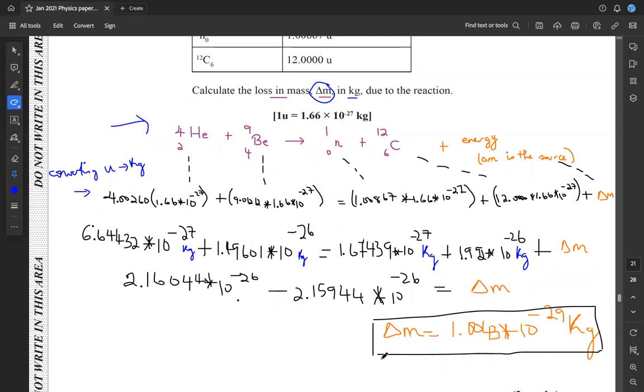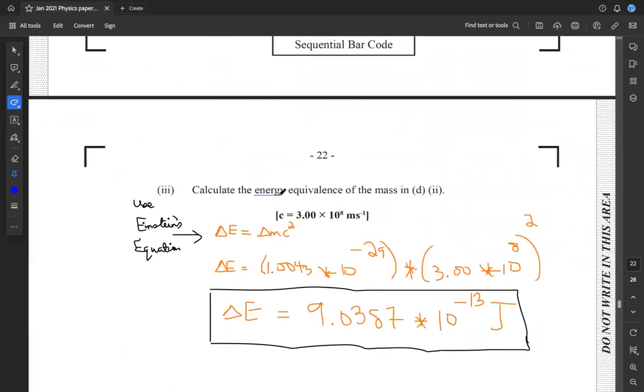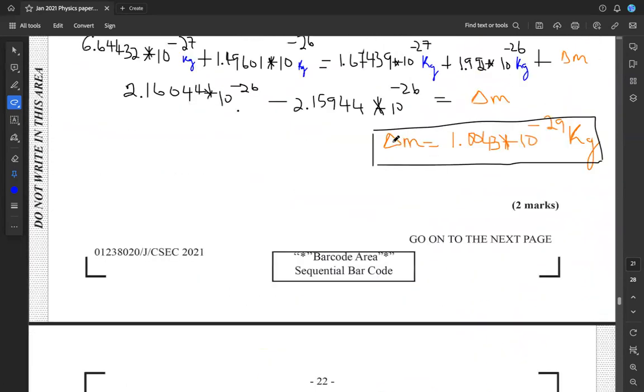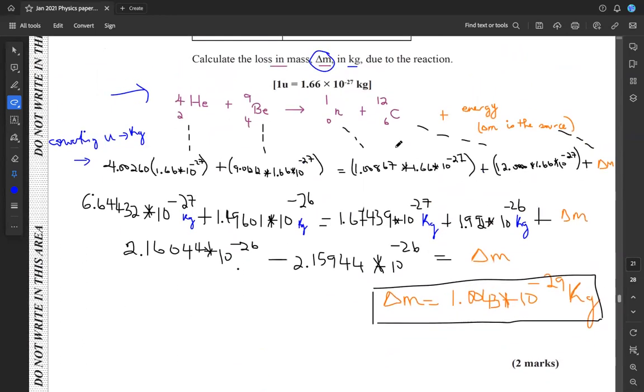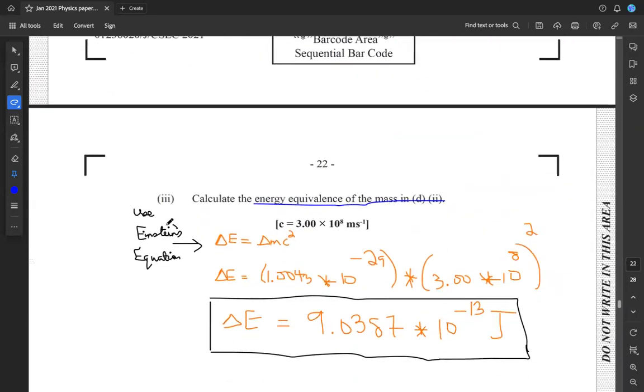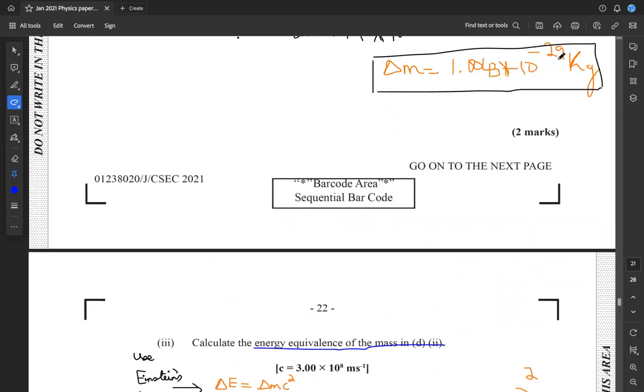Okay? All right. So moving down to the next part, they're asking us to calculate the energy equivalence of the mass that we calculated in part D I. So we calculated this delta M, and remember earlier, I said that based on Einstein's equation, we know that there's an equivalence between the mass defect, or the delta M, and the energy that's liberated. And so we can use Einstein's equation, which says that delta E is equal to delta M C squared. And we had just calculated our delta M from here. We knew it was 1.0043 times 10 to the negative 29.